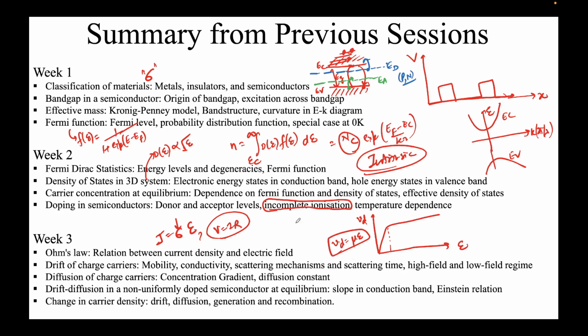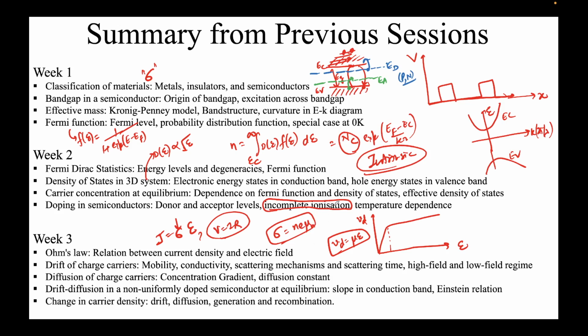Based on just this expression, we had obtained that the conductivity can be written as n e mu, where n was the total electron concentration, e is the electronic charge, and mu is the mobility of electrons. Similarly for holes, it will be p e mu p. For the sake of clarity, let me call it mu n.